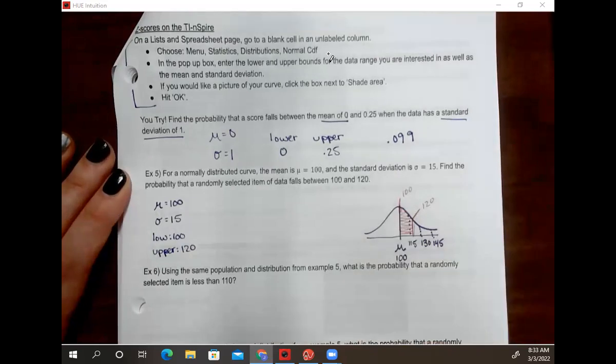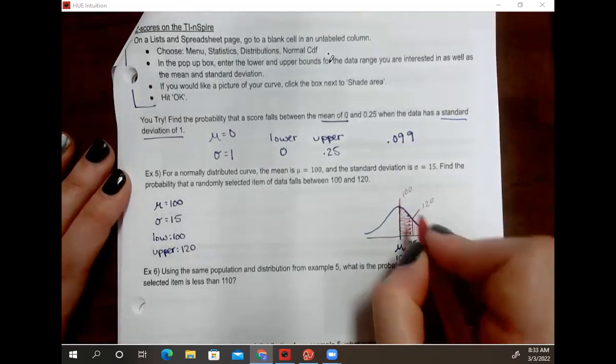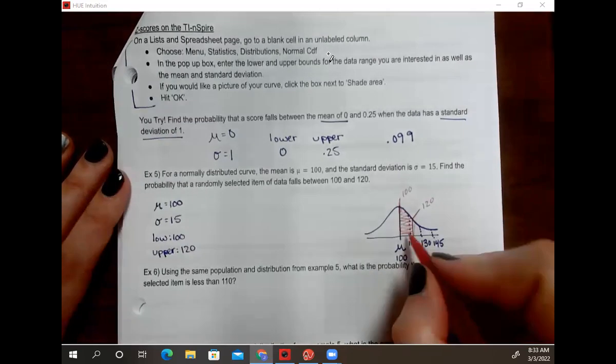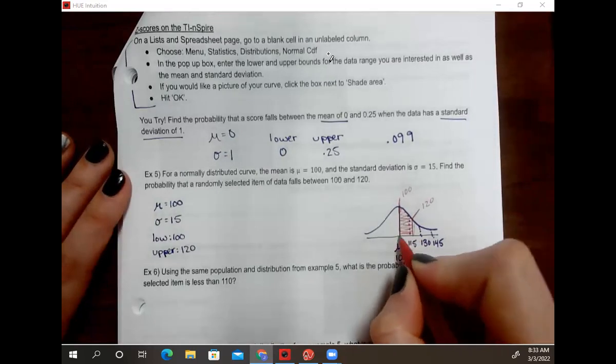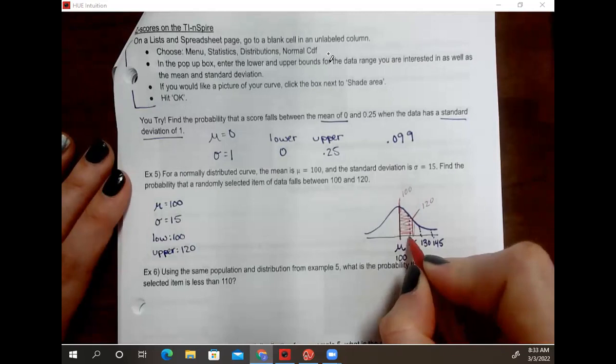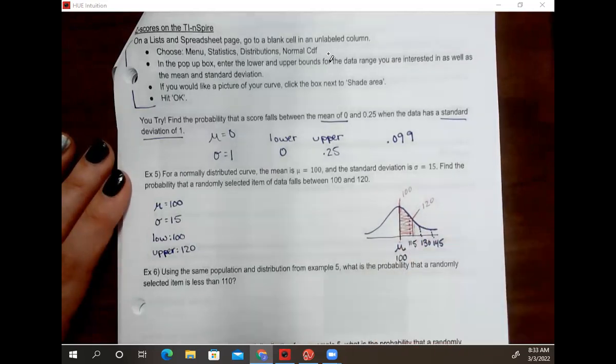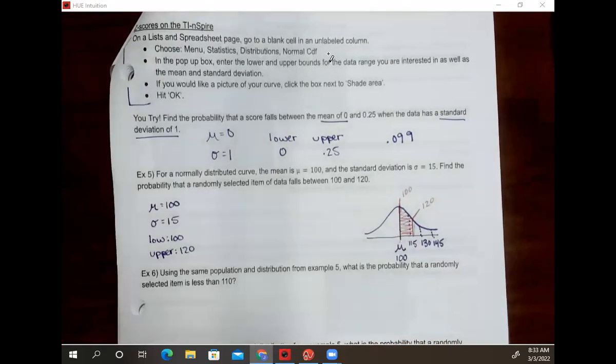I'm looking for the probability that I pick something in this range. I know it should be more than 34% because between here and here is 34% of my data. So it should be more than 34%, but it's not up to that next standard deviation. So it's got to be less than that 47.5 that we've seen from some of our other problems.